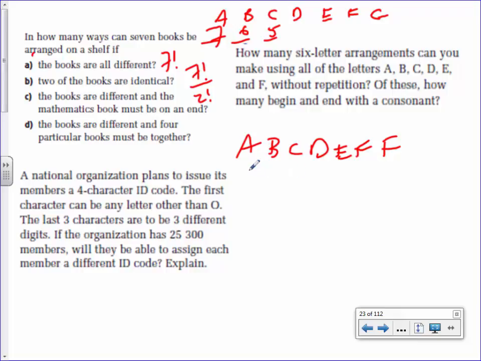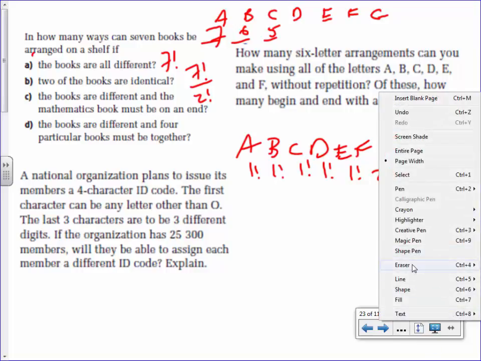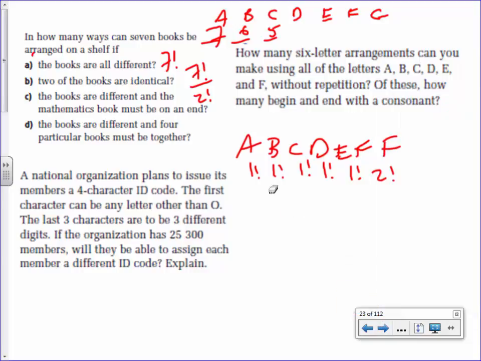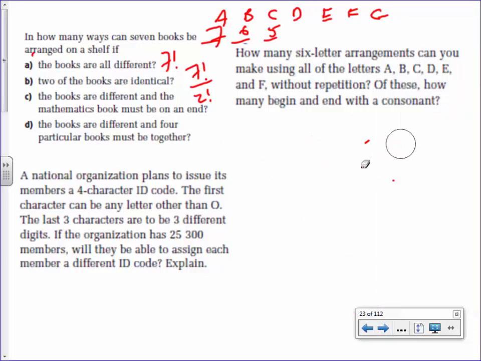Technically, you should also divide by 1 factorial for this one, 1 factorial for this one, 1 factorial for this one, 1 factorial for this one, 1 factorial for this one, and 2 factorial for that one. But why bother dividing by all those 1 factorials, right? You just divide by 1. Does that make sense? Okay. Next twist. What if the books are different again, but there must be a math book on an end?